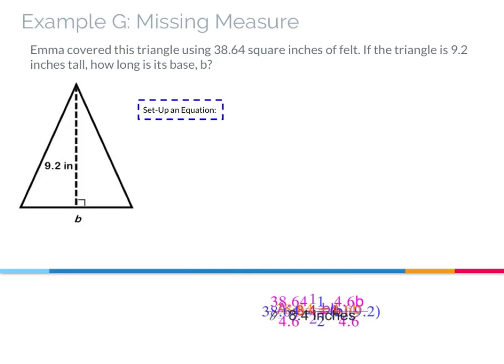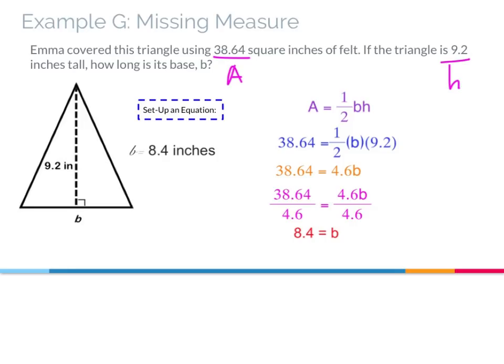Our last example says that Emma covered this triangle using 38.64 square inches of felt. If the triangle is 9.2 inches tall, how long is its base? So I want you guys to try this problem on your own, so pause the video now, and when you're ready, hit play. So the base of the triangle came out to be 8.4 inches. If you got this answer, great, you can move on. If not, please pause the video now and check your work.